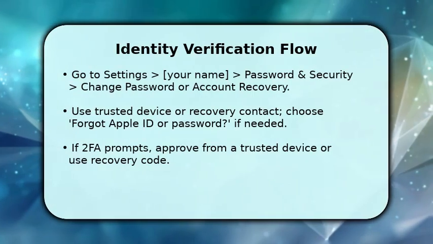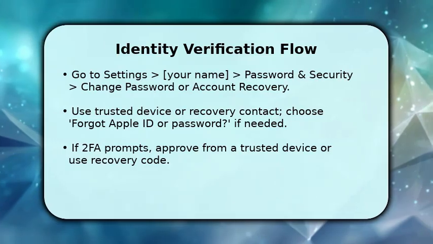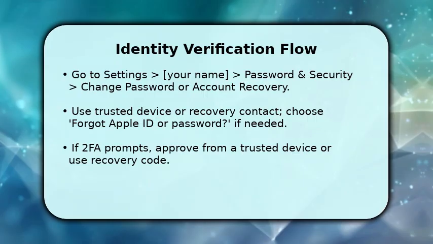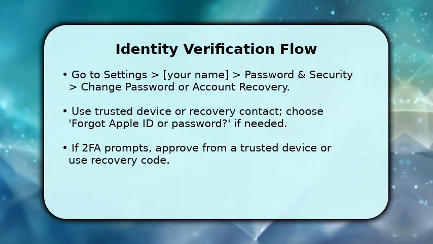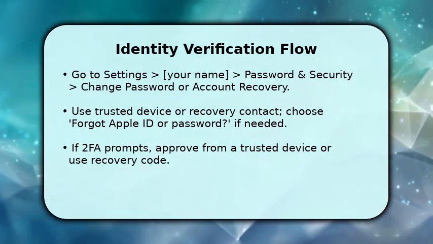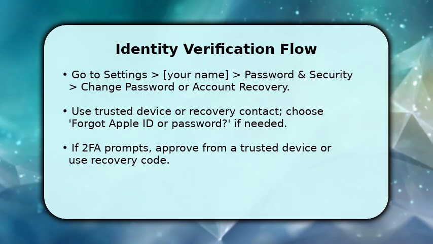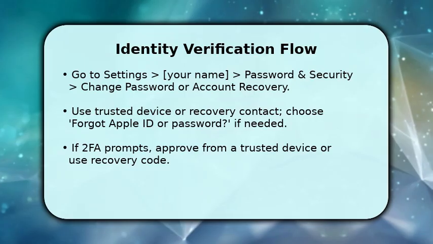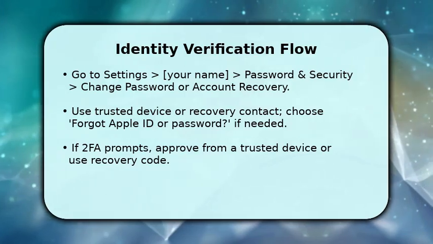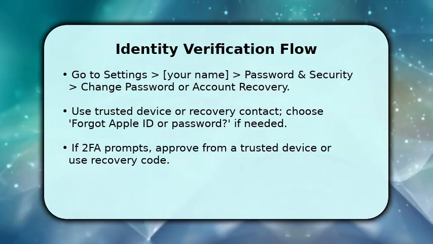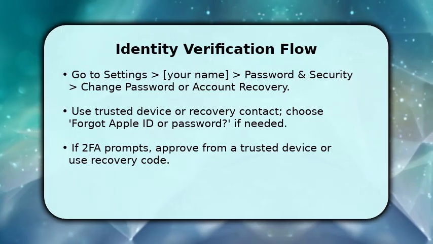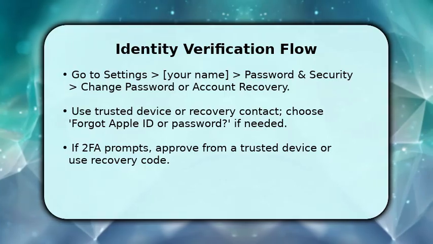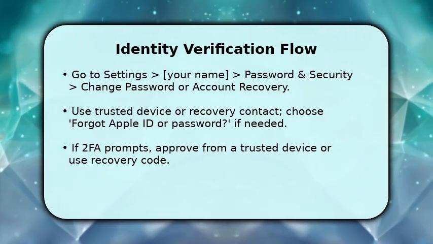Now you perform the identity steps that actually re-enable iCloud. Open Settings, tap your name, then Password and Security. If you can, change or reset the password from a trusted device. If you're locked out, use Forgot Apple ID or password, and follow the guided account recovery. This can take several hours to days depending on verification. When two-factor authentication appears, approve from a trusted device or enter your recovery code. This confirms it's you and lifts the disabled status.